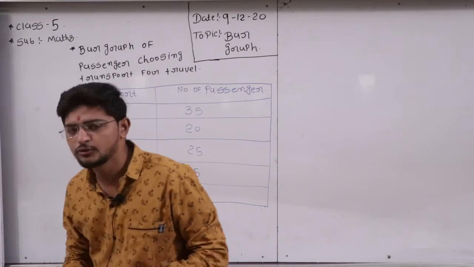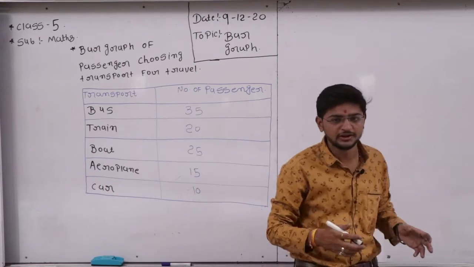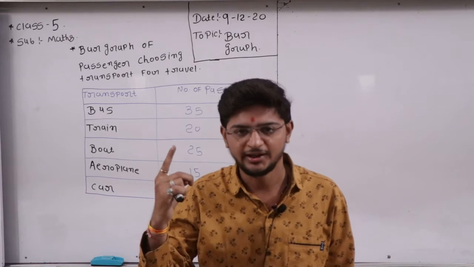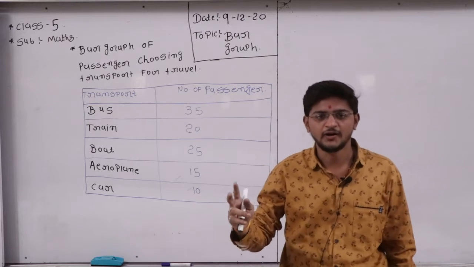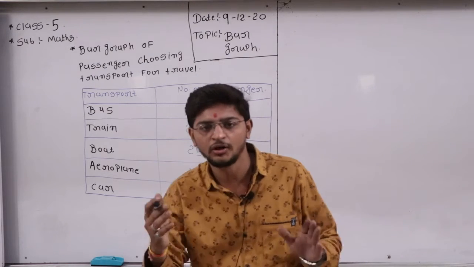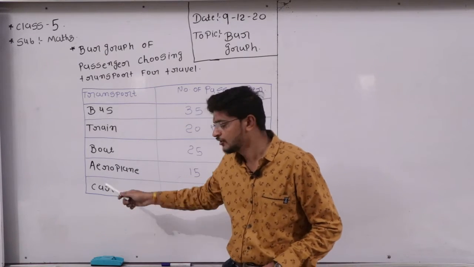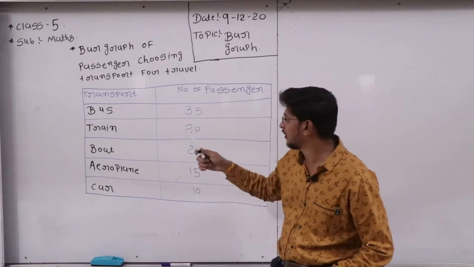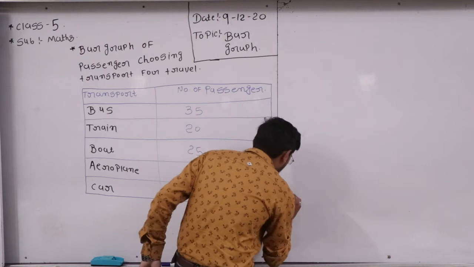Now we draw a bar graph right here, and we all know that in the bar graph we have two axes. First is the x-axis, a horizontal line, and second is the y-axis, a vertical line. We take transport categories on the x-axis, and number of passengers on the y-axis. So here we draw our bar graph.